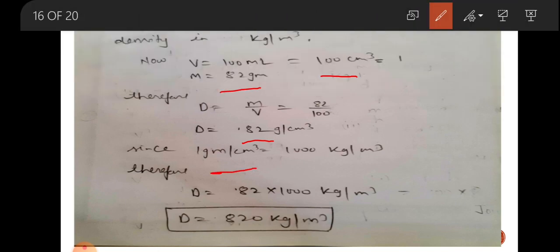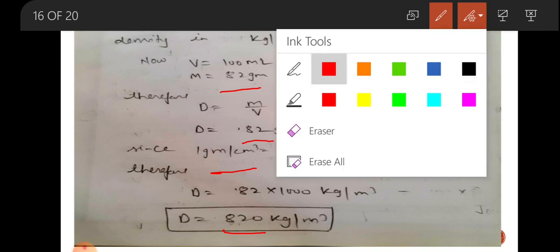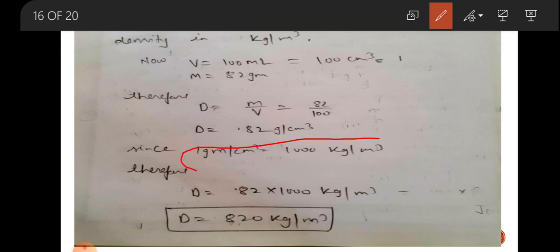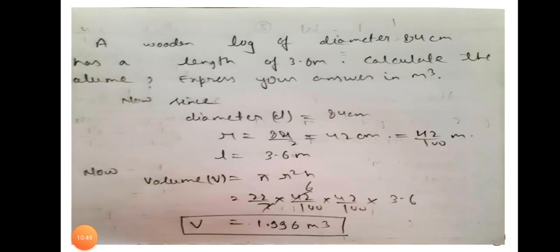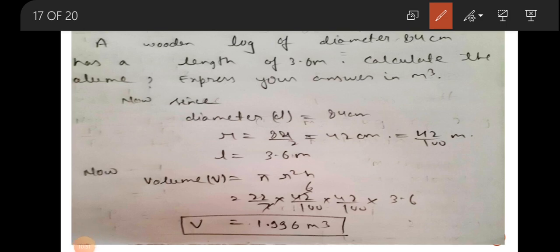So 1 gram per centimeter cube is equal to 1000 kilogram per meter cube. So here you have 0.82. So 0.82 you multiply by 1000. So on multiplying we get 820 kilogram per meter cube. This relation was derived earlier in the video, so I hope you will be clear about this relation. Now heading towards our next question.